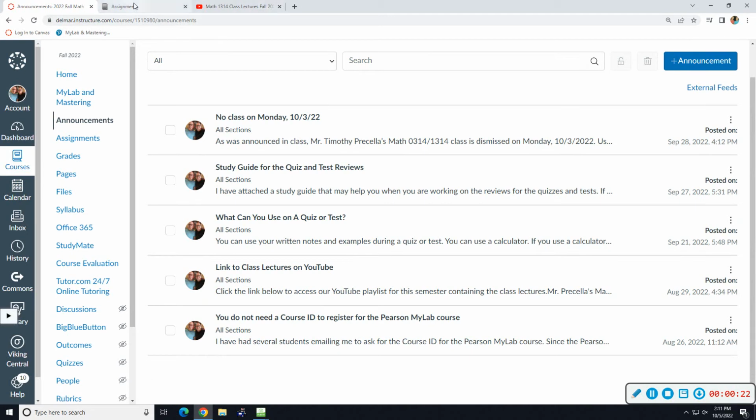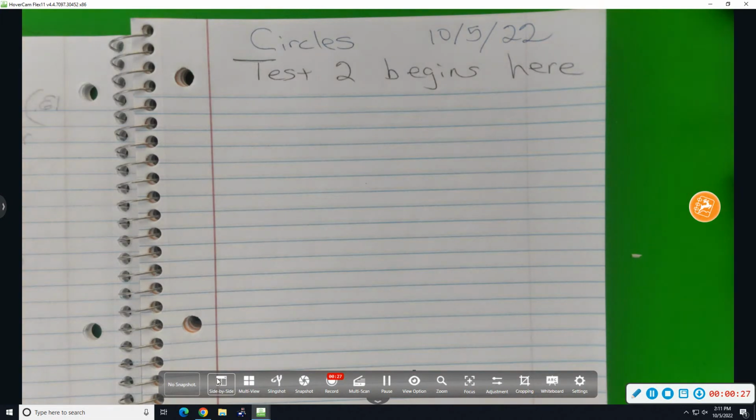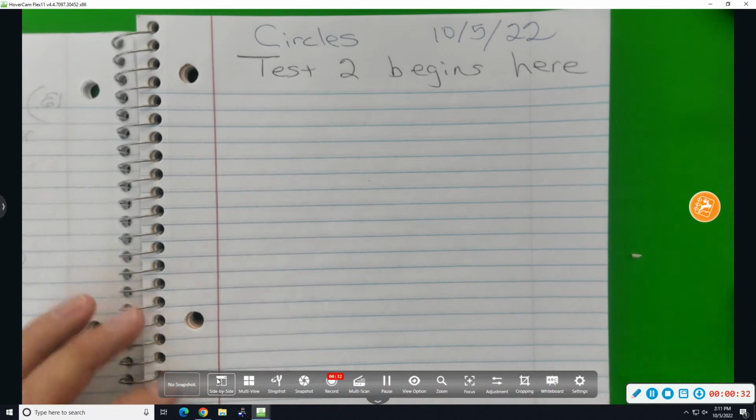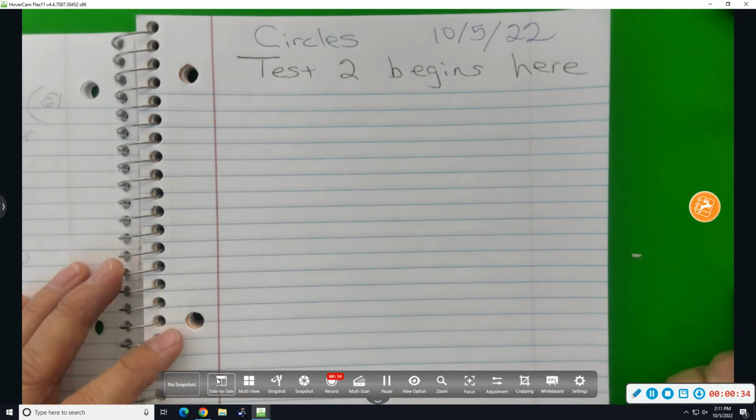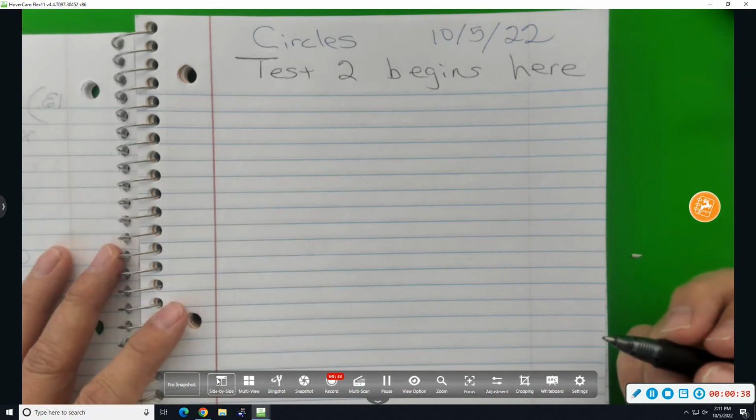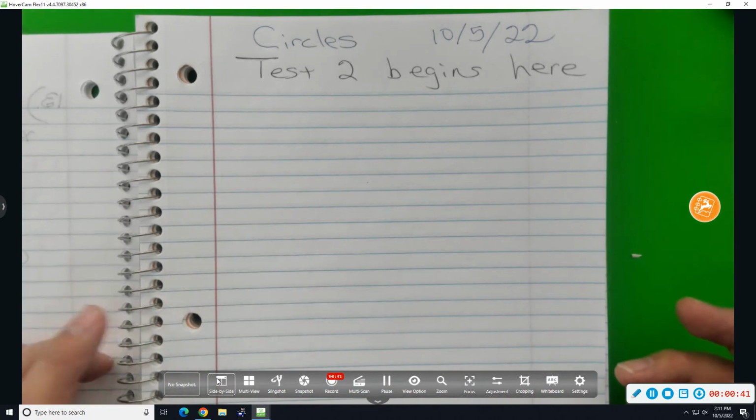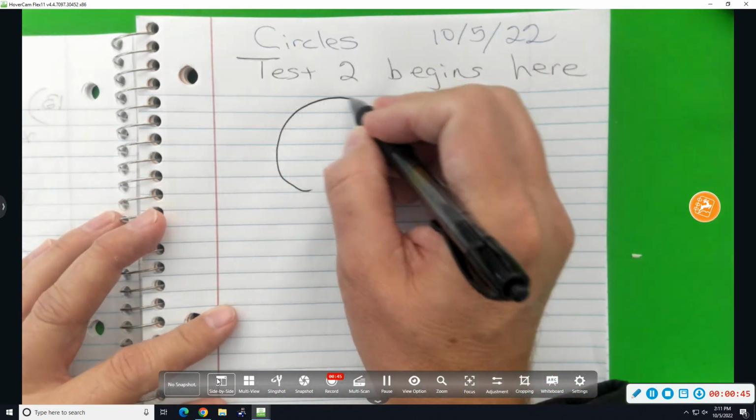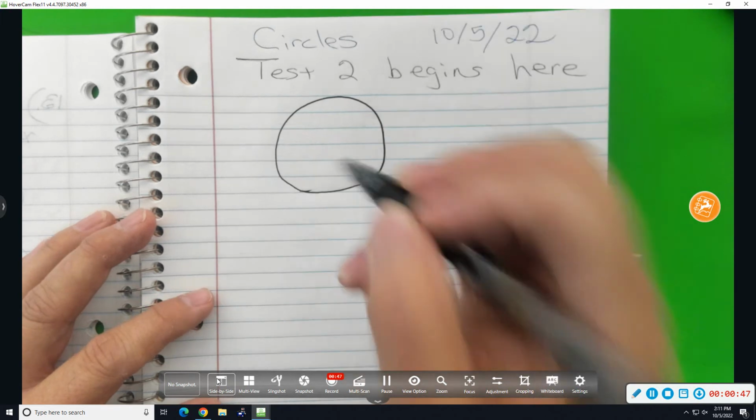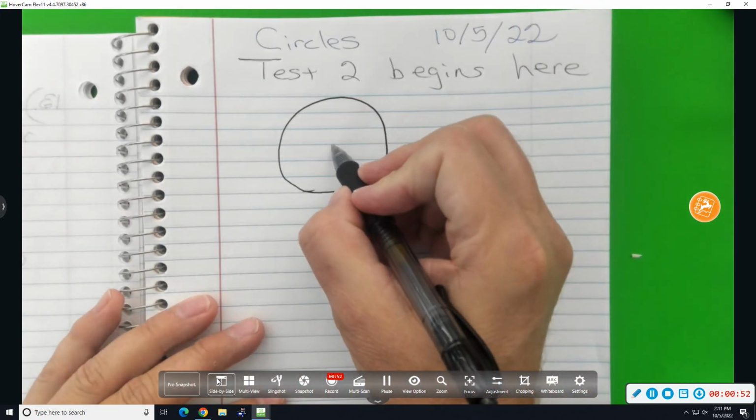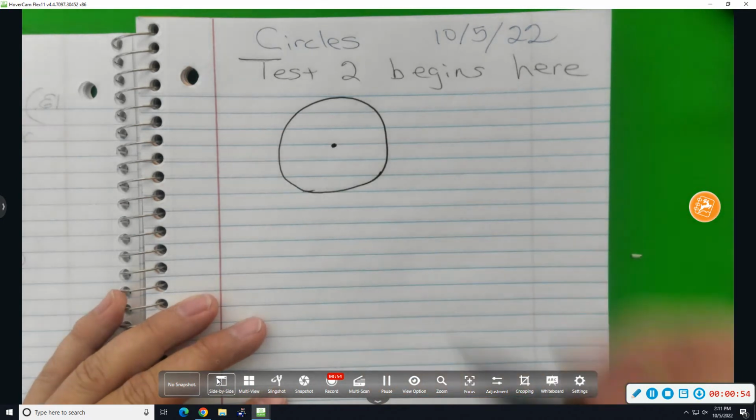And today we're going to be discussing circles. Make a note that this is where Test 2 begins. We're finished with Test 1 material. We're beginning our journey through Test 2 material. I believe all of y'all are familiar with the concept of a circle. You know what it looks like. And you know that there's a point right there in the middle that we call the center.